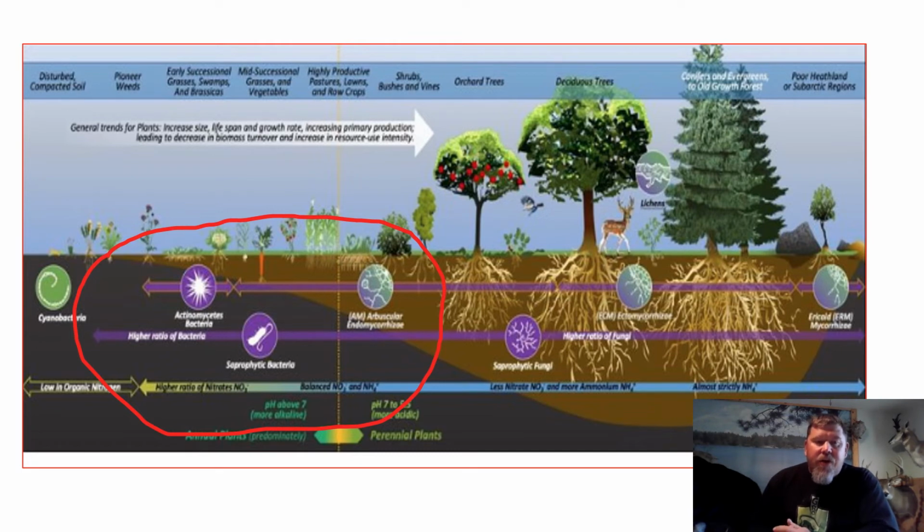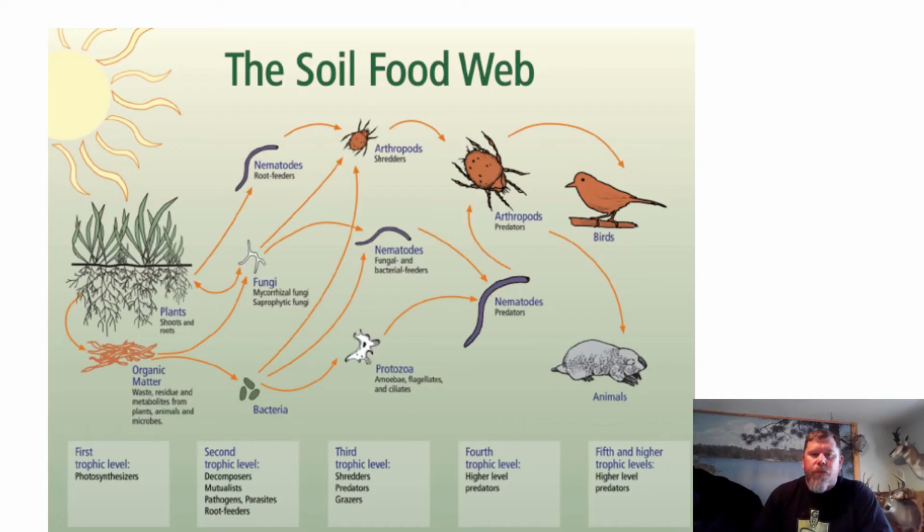It takes nature hundreds of years to move from one successional growth phase to the next successional growth phase, but we can skip or speed up the process by having an understanding of where we are and adding the biology to the soil. So that's a brief overview of the successional growth, and now we move into the soil food web.